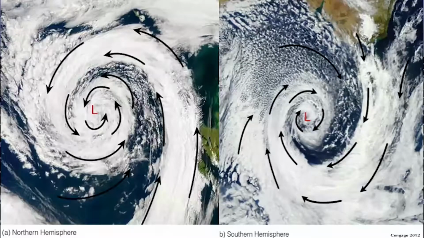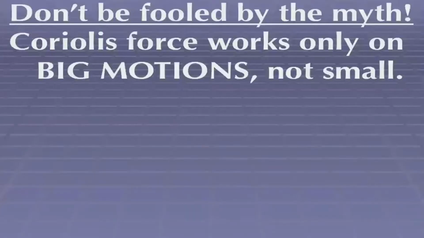On the right is the southern hemisphere, and notice the winds are going around that low pressure like a clock. That's how things happen in Australia and South America. But we're here in North America, so we're most commonly looking at the picture on the left.